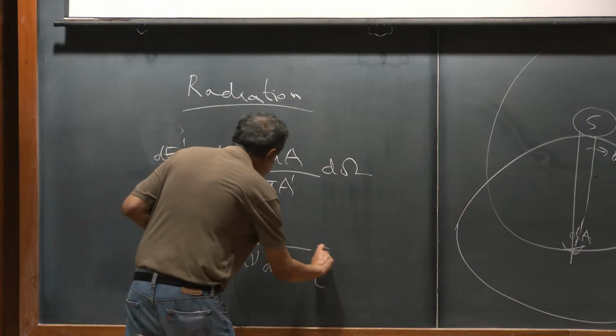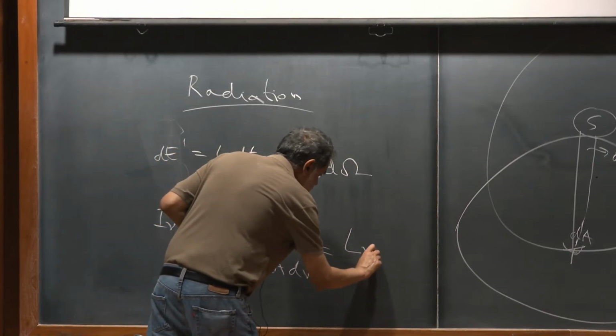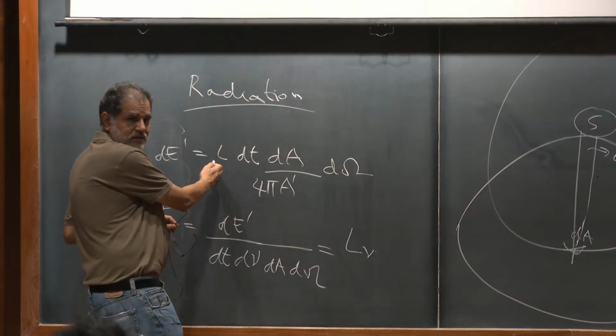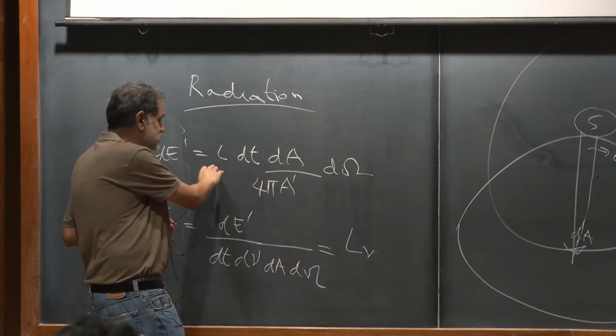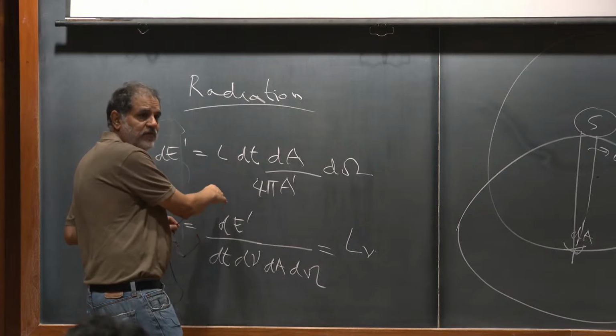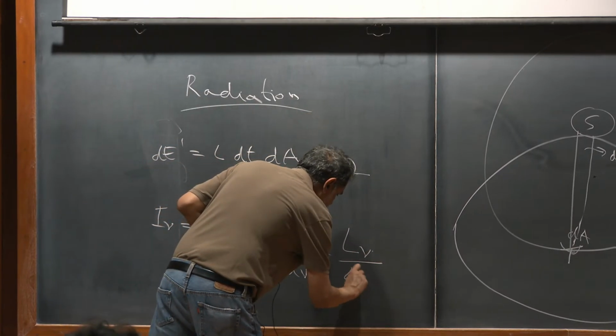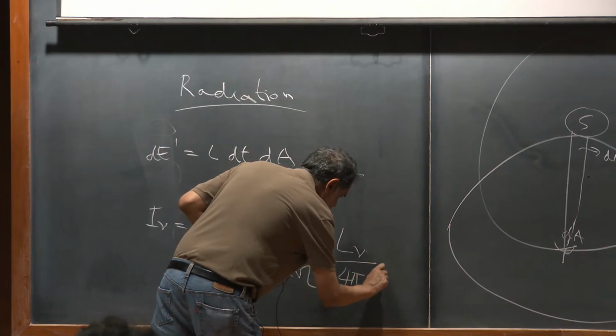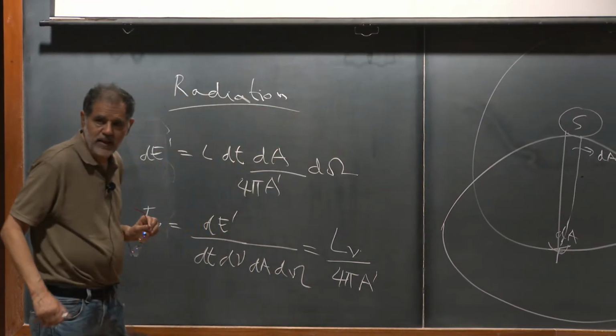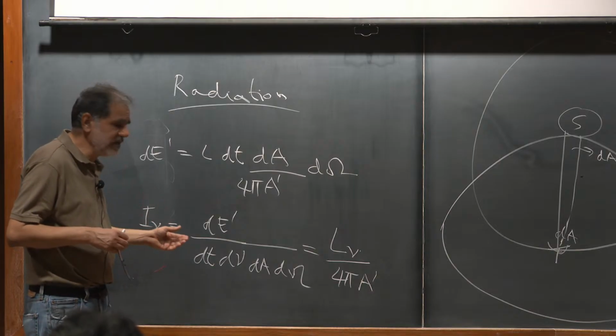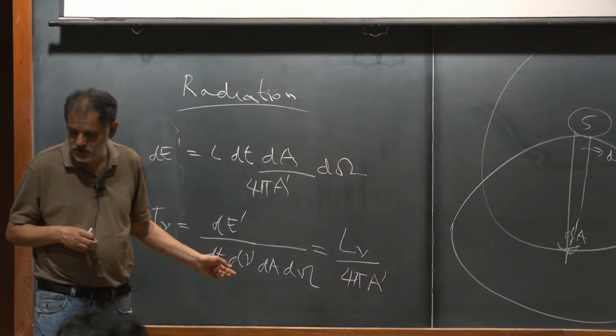And this quantity is L nu, so I'll call it L nu. L is different from L nu, which is per unit frequency interval, but that should not make a difference, divided by 4 pi A prime. You notice one thing, this is independent of distance to the source.